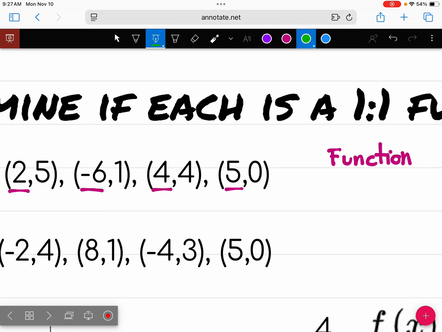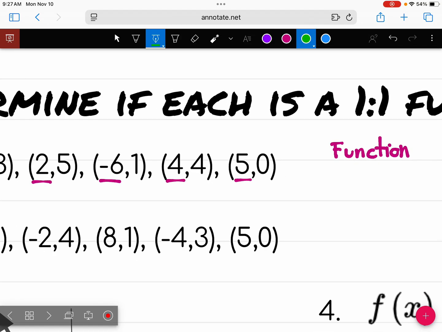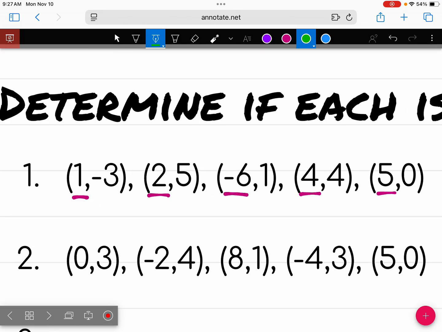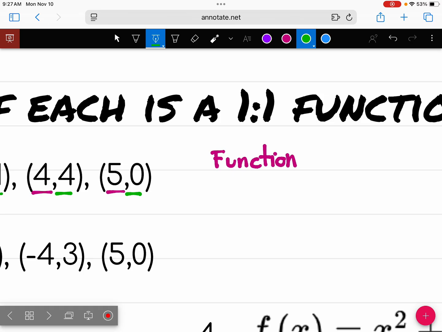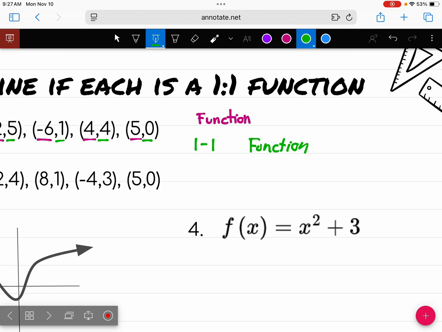When we want to see if this is a one-to-one function, we also want to see if there's any repeats in the y's. So we have our negative 3, 5, 1, 4, and 0. Did we have any repeats there? No. So this is also a one-to-one function. And you're going to say 1-1. You can write out 1, 2, 1. You can put the semicolon. Don't put 1, numeral 2, 1. It's not 121. So this first list of points is a one-to-one function.